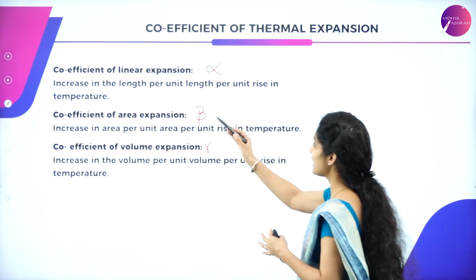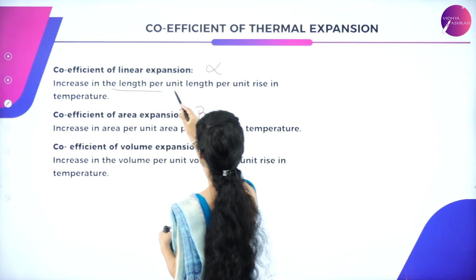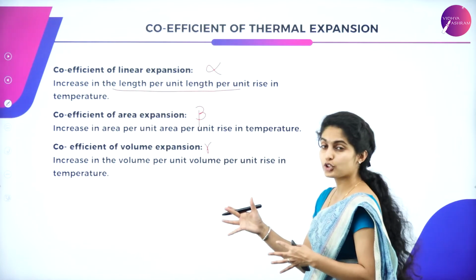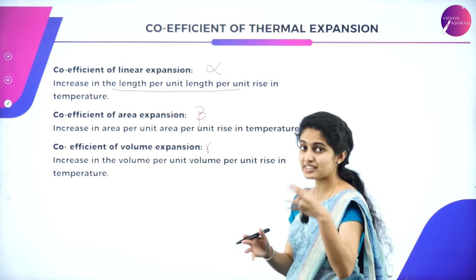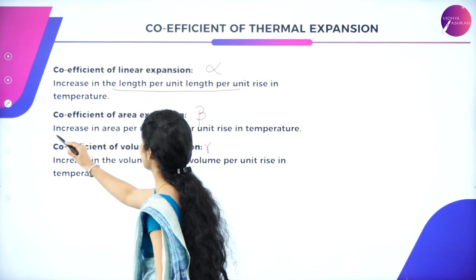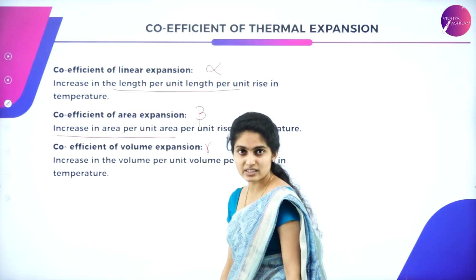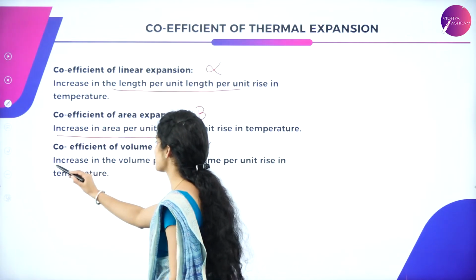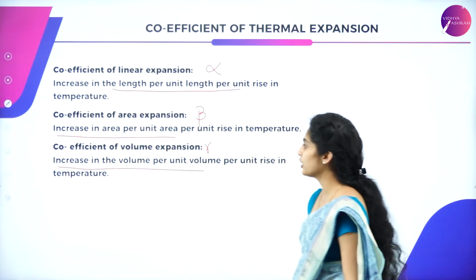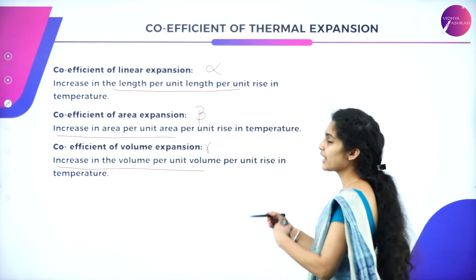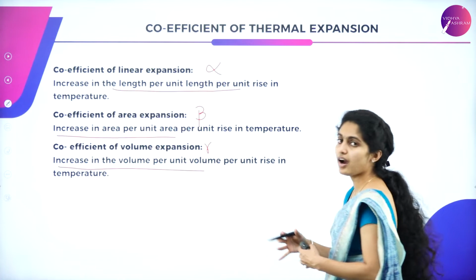Increase in length per unit length is said to be the linear expansion. Similarly, increase in area per unit area is said to be area expansion, and volume expansion is increase in volume per unit volume. So how can we give this alpha, beta and gamma?